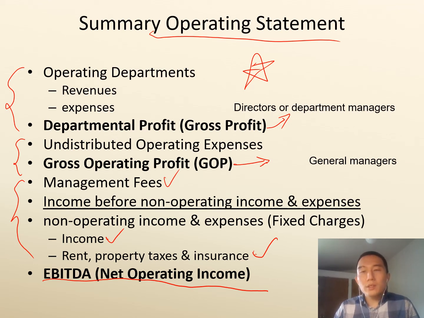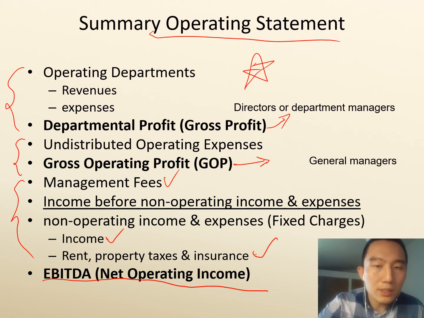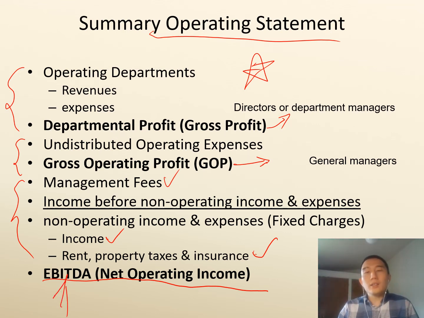Some non-operating expenses are, for example, rent, property taxes, and insurance. All these expenses are fixed expenses, not directly associated with the hotel operations. In other words, we have to pay these expenses anyway, whether we operate the hotel or not. After considering these non-operating income and expenses, we can get the EBITDA, or in other words, the net operating income.